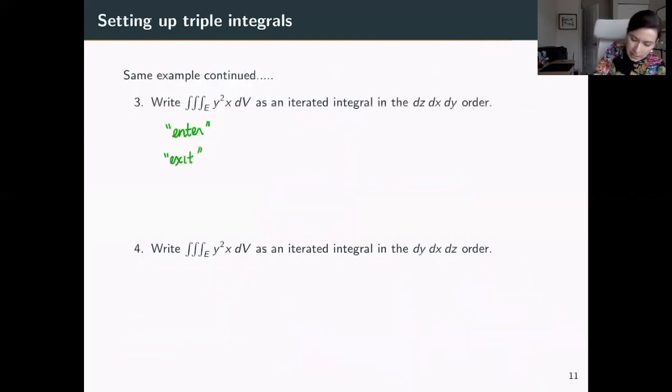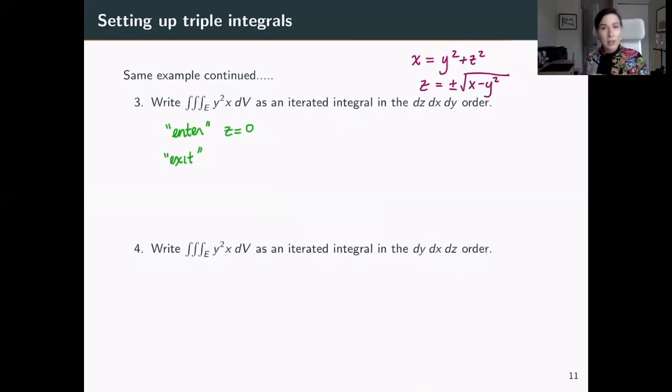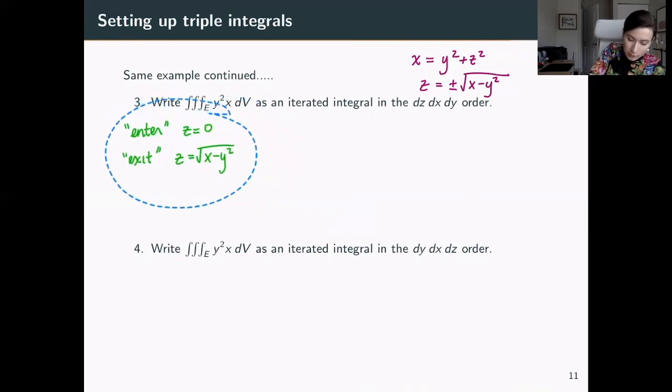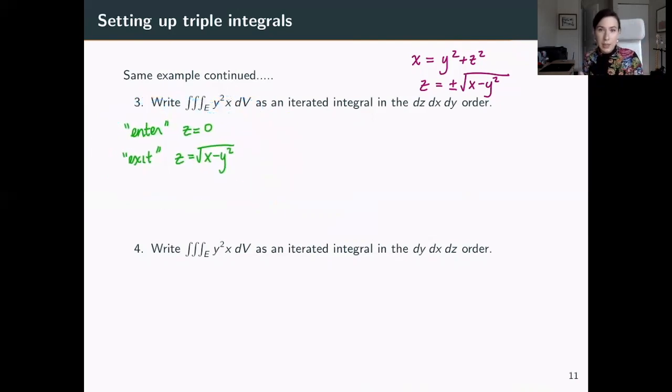In this case, we can see that we're going to enter at z equal to 0. And we know, remember, that our surface was given by x equal to y squared plus z squared. So solving for z, we have that z is going to be equal to plus or minus the square root of x minus y squared, where the plus part gives us the upper half, the minus part gives us the lower half. So we're always going to be exiting at z equal to the square root of x minus y squared.